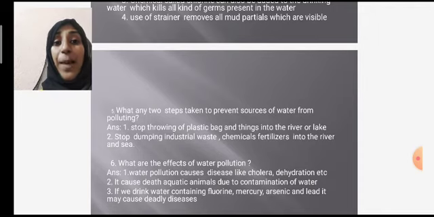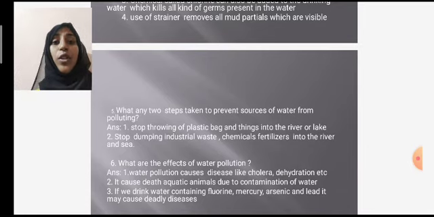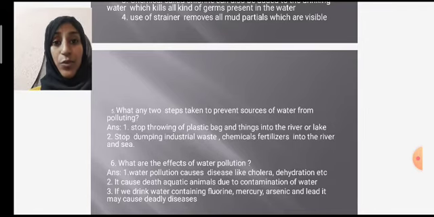Next, stop dumping industrial waste and chemical fertilizers into the rivers and seas. These are the two precautions we can take to prevent water pollution. There are many steps. I have asked you only two steps. Write the two steps. Okay.